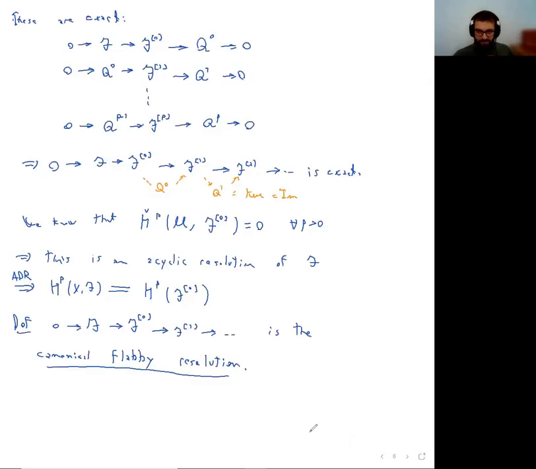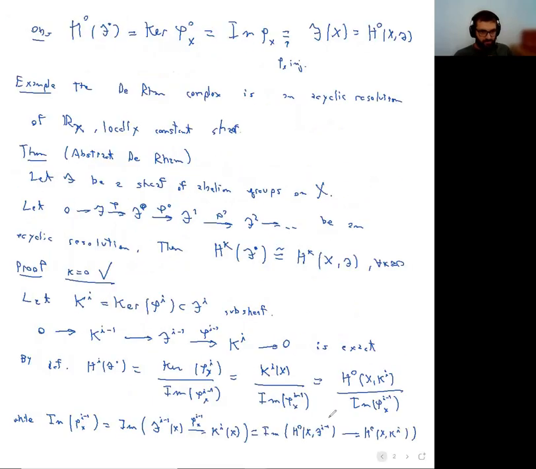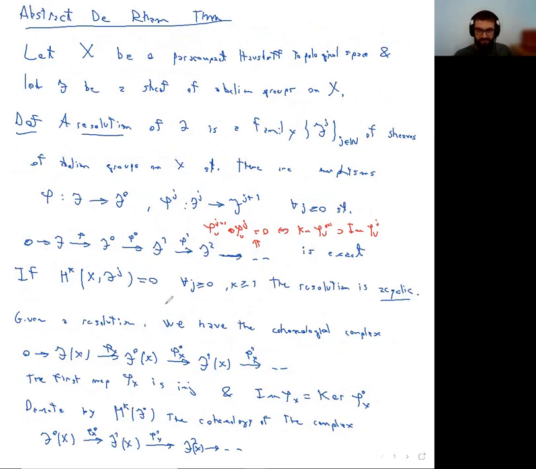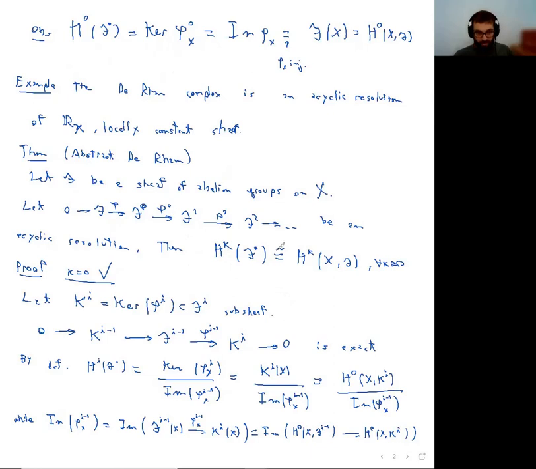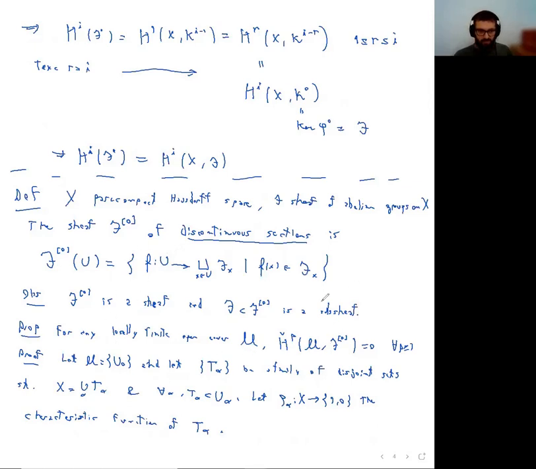Okay, so maybe before we move on, let's just review what we did so far today. We started by defining what a resolution is and what an acyclic resolution is. And we proved the abstract de Rham theorem, which tells you that if you do have an acyclic resolution, then the Čech cohomology of the initial sheaf is nothing but the cohomology of the complex obtained by taking global sections. And then, of course, the next question is, okay, so now we know this, but do we have acyclic resolutions? Theorem: we do have acyclic resolutions. And this is the acyclic resolution that comes from the sheaf of discontinuous sections.